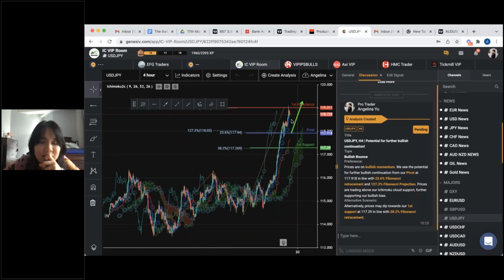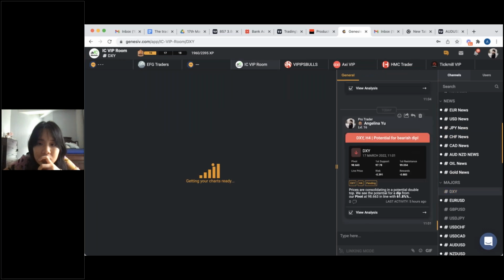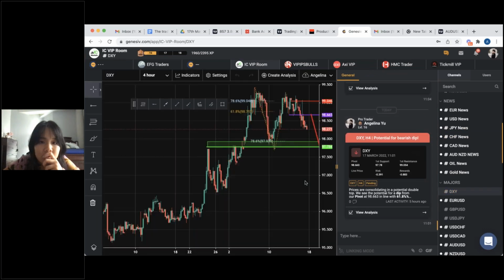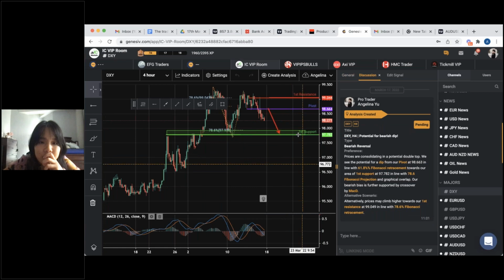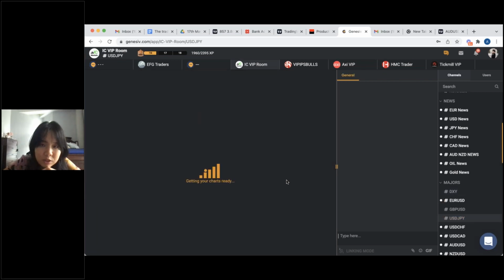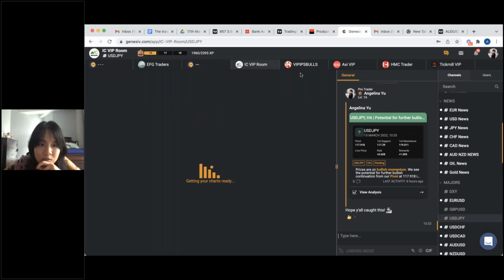It bounced nicely and then went all the way to my resistance. Let me see. This is today. I'm seeing potential for a short on DXY. If you guys are trading this and you're short, I think it should reach these support levels. It's dipping nicely. I think you guys should have access to this. Maybe I check with Tess.